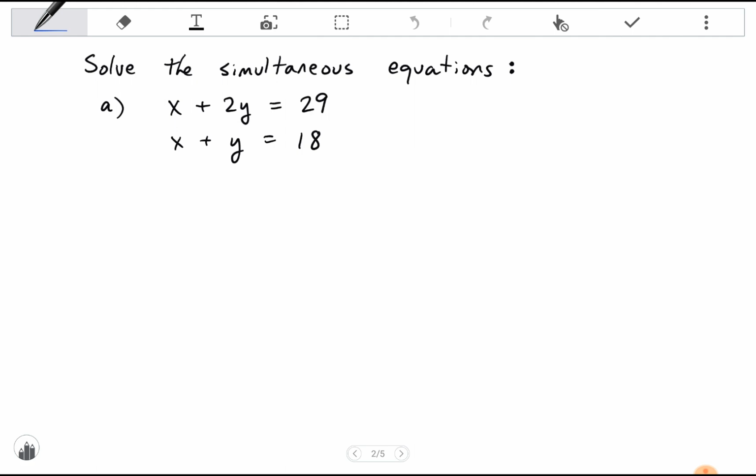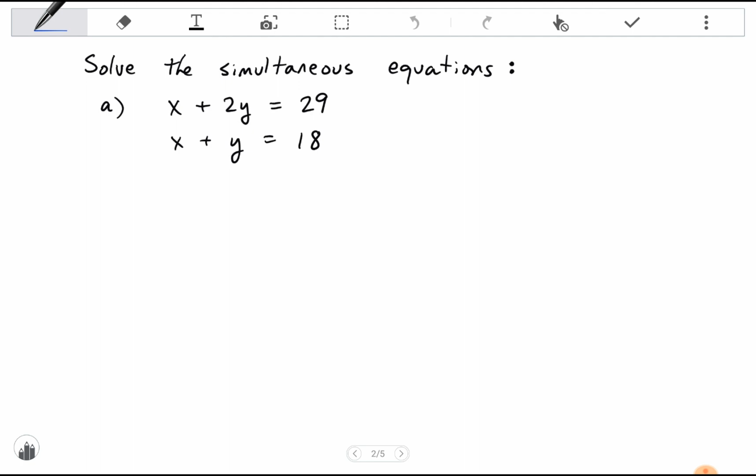Now, algebraically, there are two methods, and the first one we're going to do is called substitution. So we're going to rearrange first, and then we're going to substitute. To do that, we need to decide which one of these is going to be rearranged. Let's take the second one, because there's a little bit less numbers to rearrange. So what we'll do is say that x equals something.